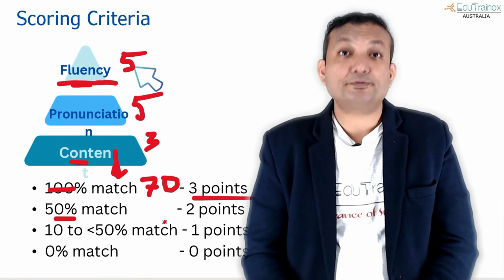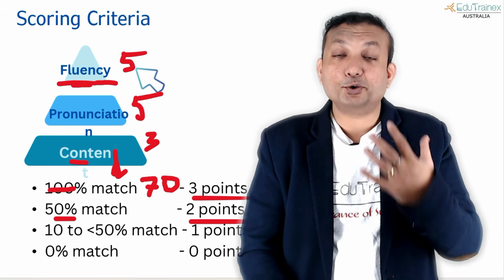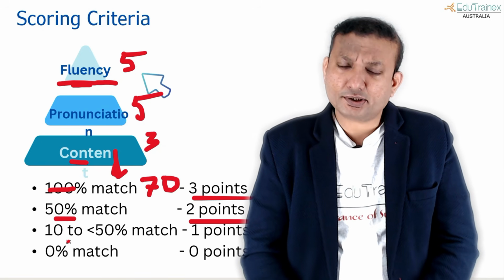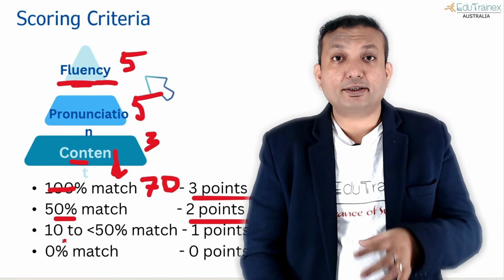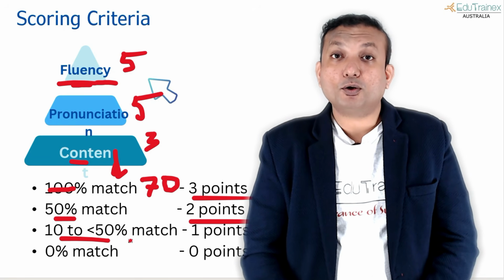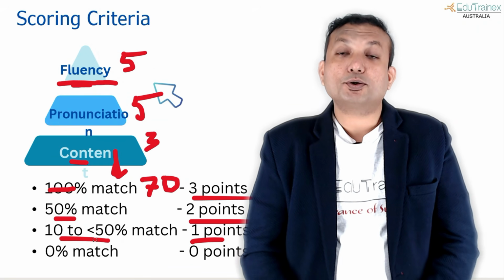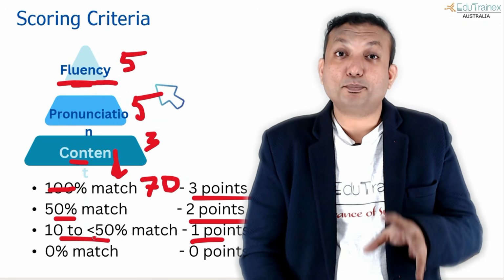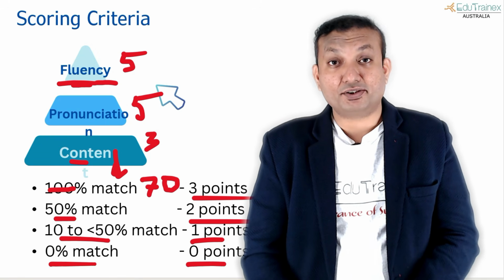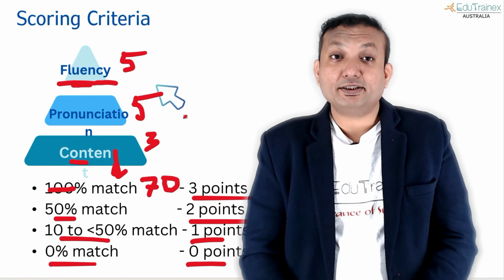Even if you are able to say 50% of what you heard, you still get 2 points for content. Remember, at the same time, you still need to maintain the fluency and the clarity in your voice. If for some reason you are not able to hear most of it or all of the words that were spoken in the audio, and you're only speaking around 10 to 50%, you still get 1 point. All right. So the content is not really important here. Only if you don't say anything or nothing matches, then you only get 0 points for content. Okay, we'll also talk about those scenarios when these things happen.